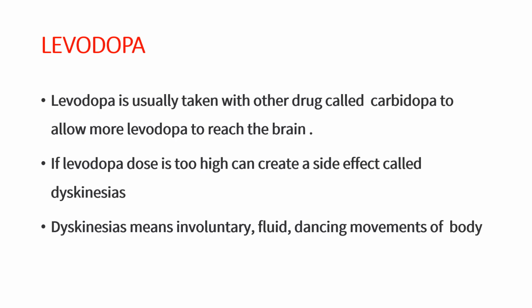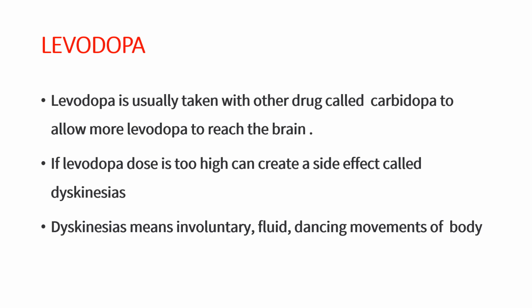Levodopa is a very commonly used, one of the very important drugs which we use for Parkinsonism. Levodopa is usually taken with another drug, that is carbidopa, to allow more levodopa to reach the brain. So levodopa will not be given alone. Levodopa will be added with another drug, that is carbidopa. Carbidopa will always support levodopa to reach the brain in the fastest way. If the levodopa dose is too high, that is also a problem.